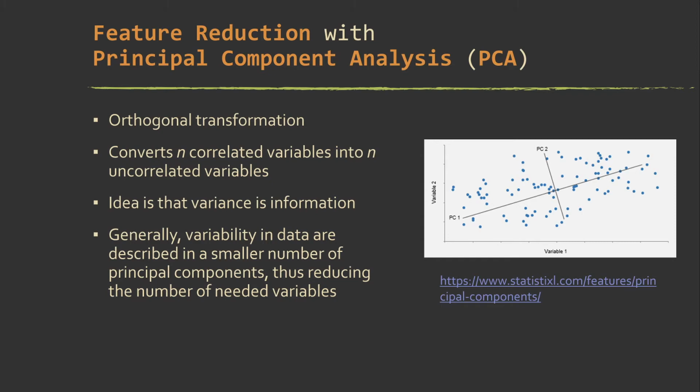It's an orthogonal transformation. You're converting n correlated variables to n uncorrelated variables. Again, the idea is that variance represents information, and generally what happens is we can summarize all the variability in the original data in a smaller set of features. So maybe the variability or information in 10 features could be captured in just 4 features, with the added benefit that they're now no longer correlated with each other.